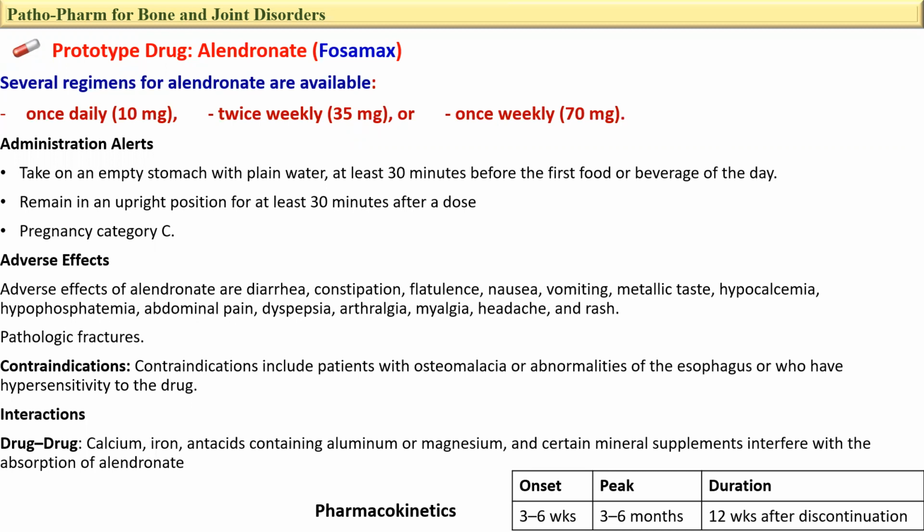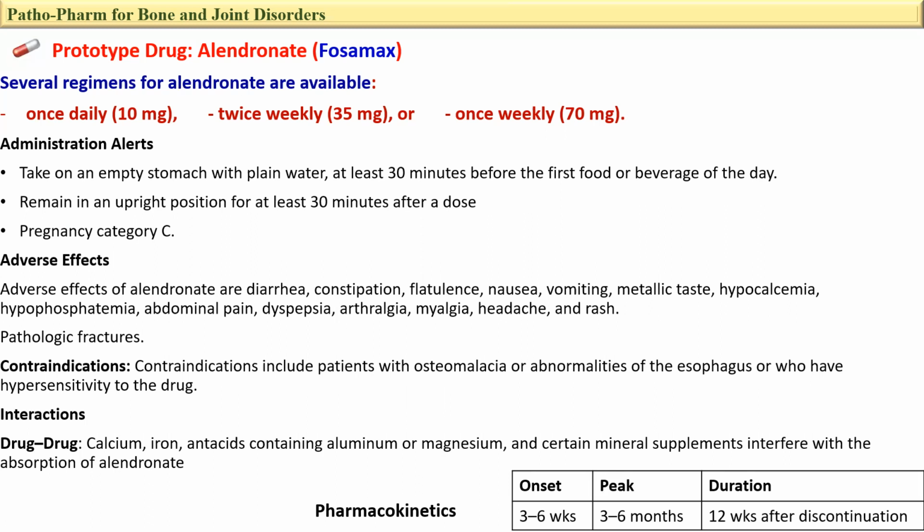Although the once weekly regimen is more convenient, higher doses can result in an increased incidence of GI-related side effects. So again, all doses must be taken on an empty stomach, preferably in a fasting state of 2 hours before breakfast. We said 30 minutes, but at least 2 hours is the safest time frame before breakfast in the morning.